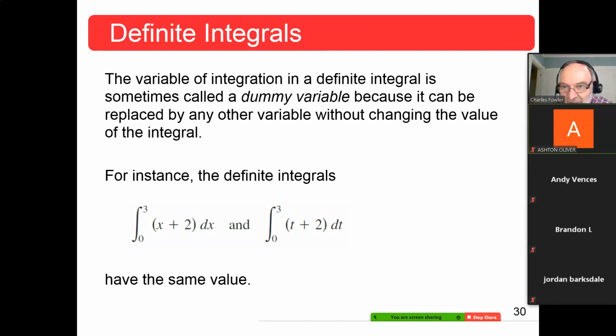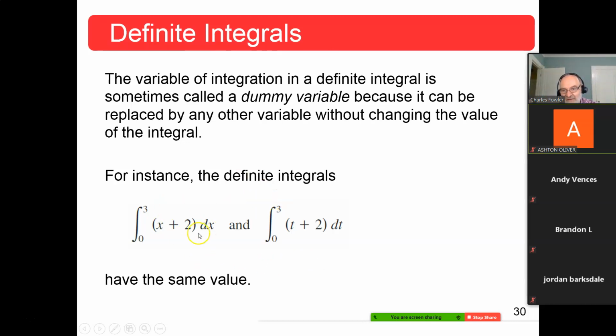All right, so definite integrals. The variable of integration in a definite integral is sometimes actually called a dummy variable. Even though it's the independent variable, it's still sort of a dummy because you integrate it out, because in your definite integral you have those two limits there. It can be replaced by any other variable without changing the value of the integral.